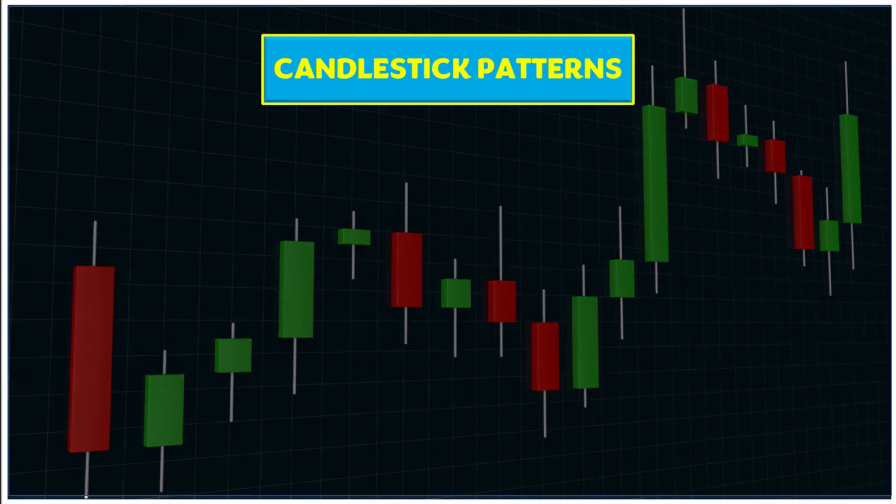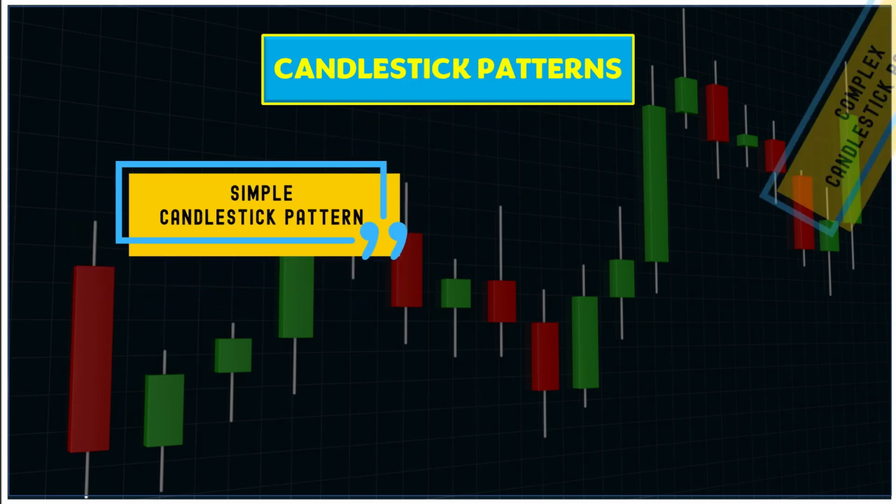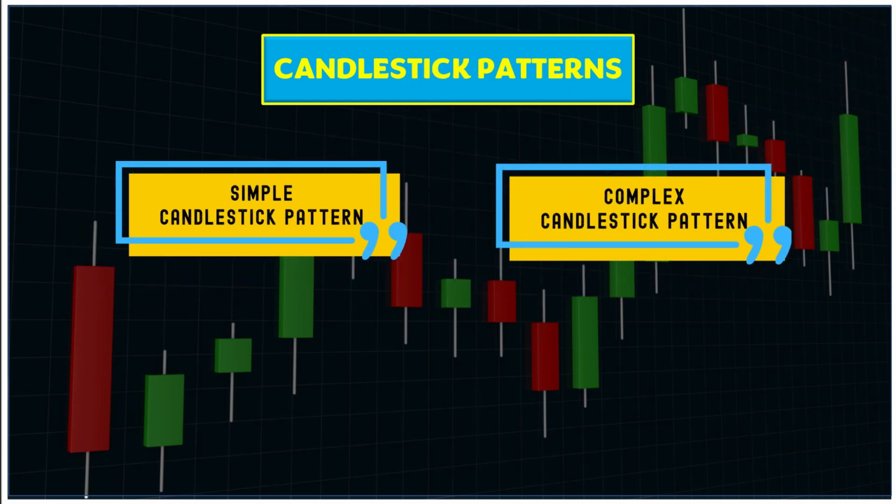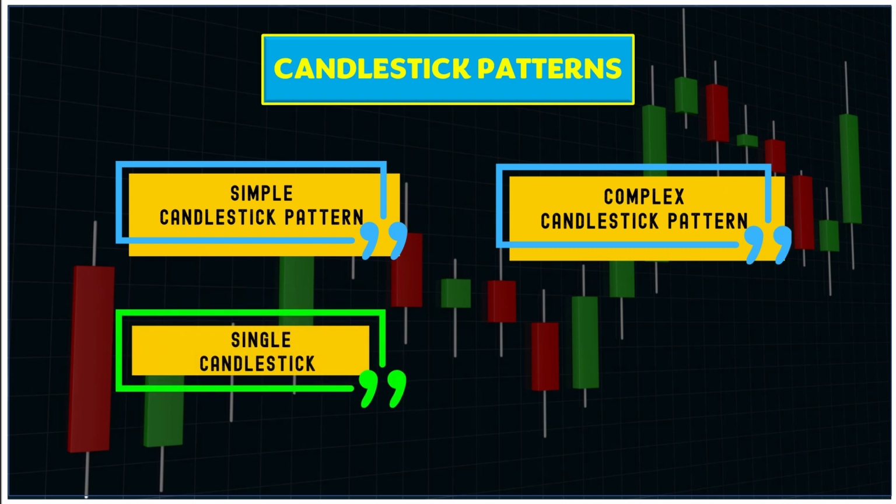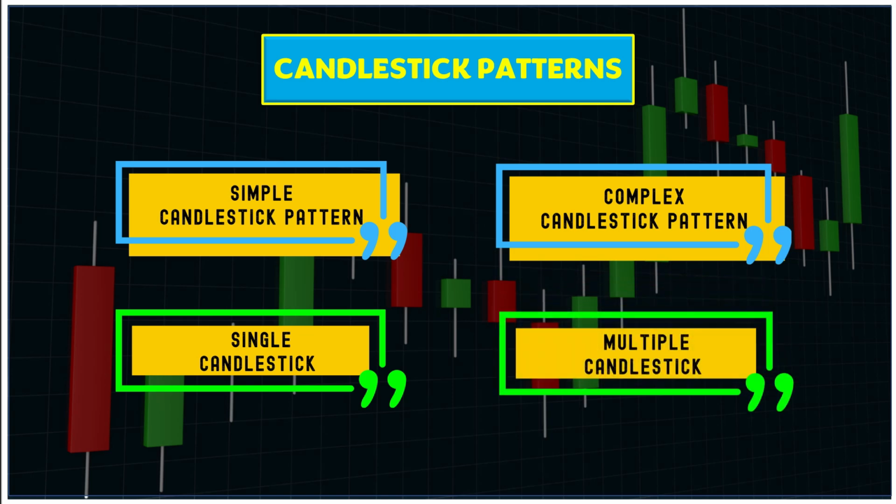It is possible to divide candlestick patterns into two: simple candlestick patterns and complex candlestick patterns. A simple candlestick pattern refers to patterns consisting of a single candlestick. A complex candlestick pattern refers to patterns consisting of multiple candlesticks. In this video, we will explain the simple candlestick patterns. Now we can move on to the details of these patterns.